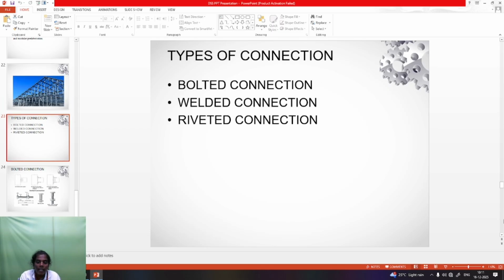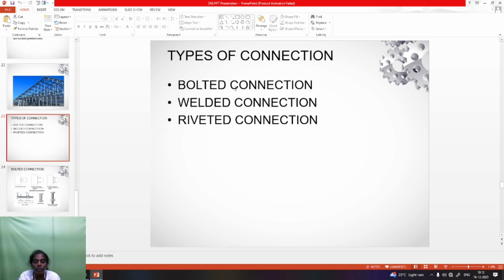So next, connection is very important. In steel members, we normally think of I-beam, channel section, bar and angle section. The beam and column connection uses bolts, rivets or welding for steel connection. The 3 types of connections are normally used. First one, very important, is bolted connection. Second one is welded. Third one is riveted. So bolt is the important one.